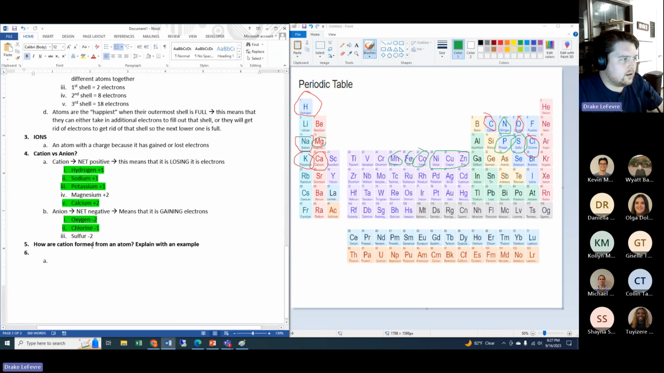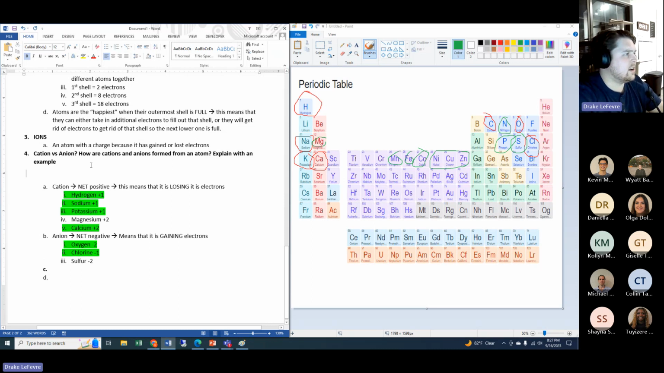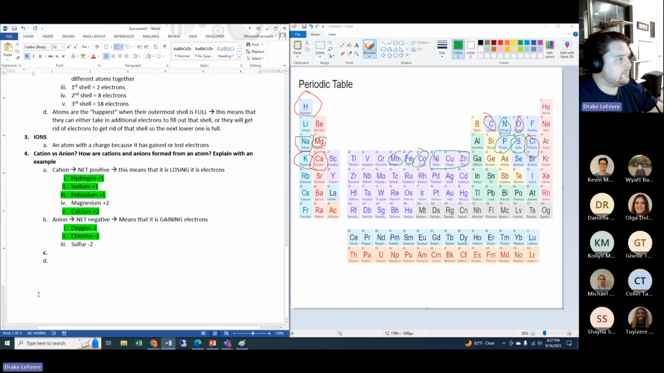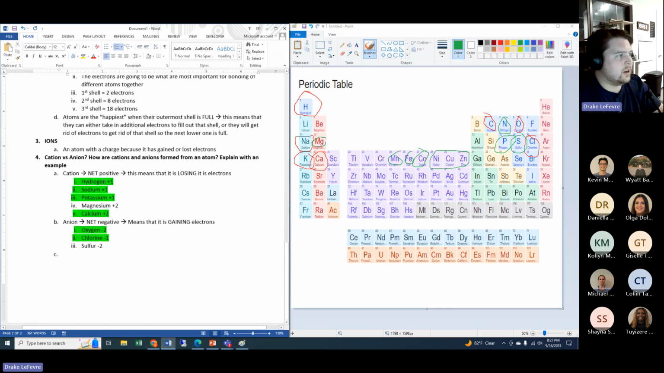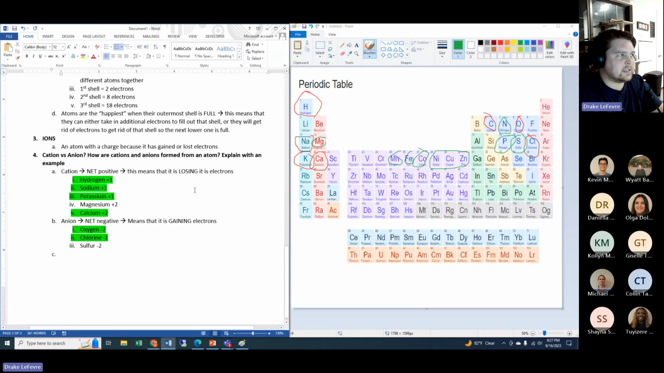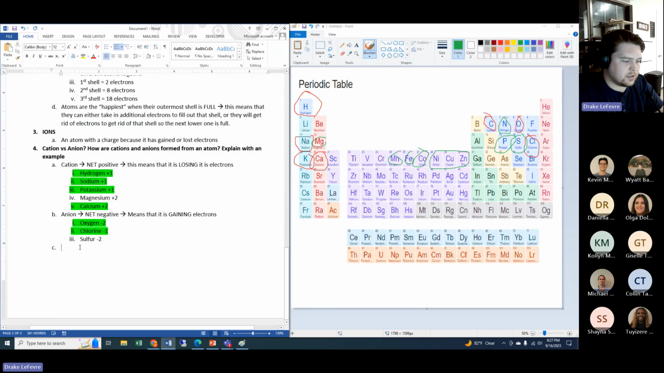So how are the cations and anions formed from an atom? We already kind of gave these examples. Let me actually just put this up here. At the very end of this, I'll go ahead and send this whole document out, so that everybody has a copy of it. And you don't have to copy every single thing that I'm saying down. Once I send this out, you can go back over it, and if there's anything that's still confusing, you can always ask me questions or add information into here.